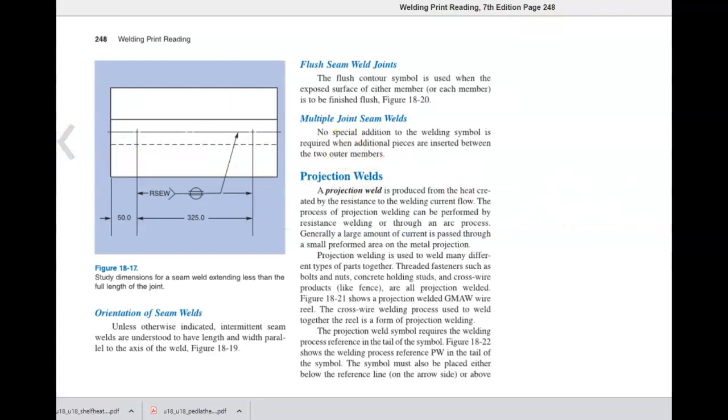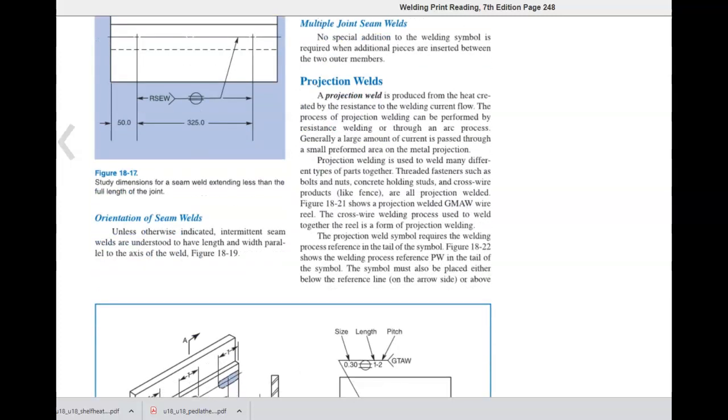Multiple joint seam welds. No special addition to the welding symbol is required when additional pieces are inserted between the two outer members. Projection welds.